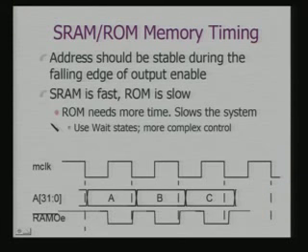So, address should be stable during the falling edge of output enable. The SRAM is fast, but ROM is slow, and ROM needs more time. It slows the system. So, what we are trying to say is that the access time for the ROM is slow. Now, that provision we have not shown, how to take care of the slow access time of the ROM. Now, the whole thing needs to be modified to take care of the slow access time of ROM. So, the obvious thing is to use wait states. That means, when you are using a ROM access, you have to use the wait signal so that the system can wait.